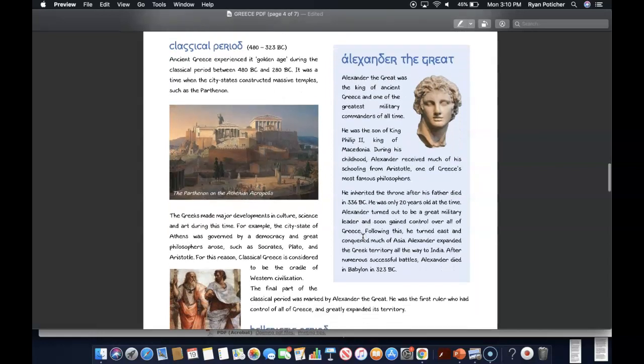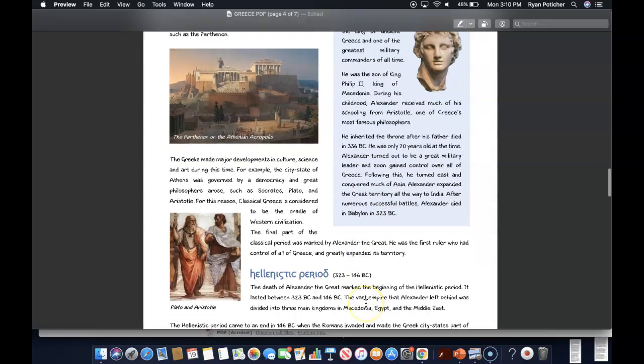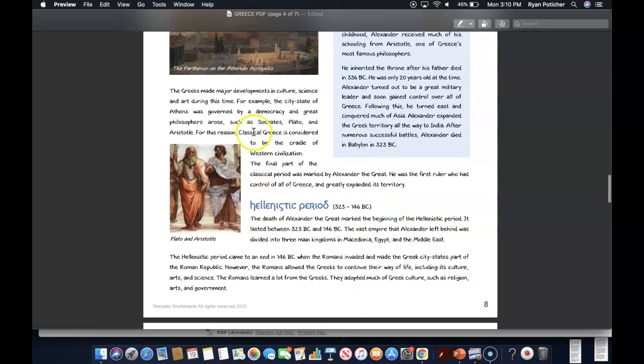Next came the Classical period. Ancient Greece experienced a golden age during the Classical period between 480 BC and 280 BC. It was the time when the city-states constructed massive temples, such as the Parthenon. The Greeks made major developments in culture, science, and art during this time.